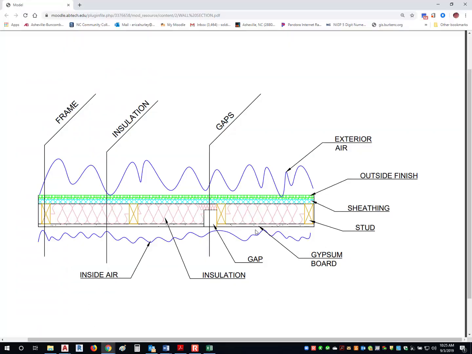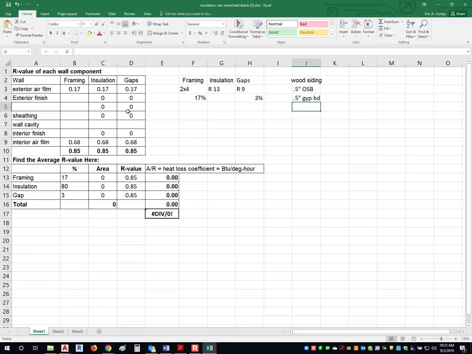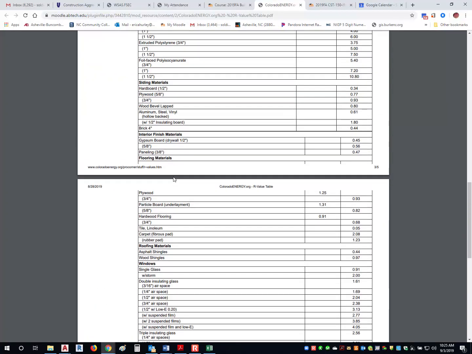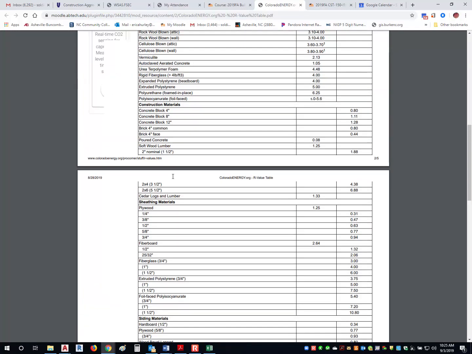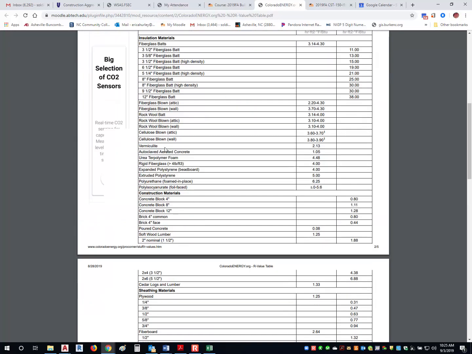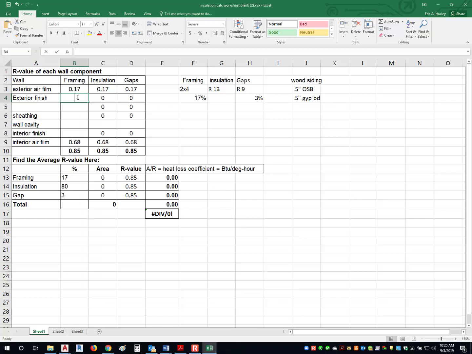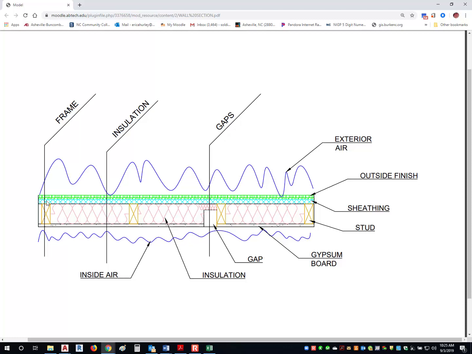Notice that the interior air does the same thing. Well, so does the outside finish. The outside finish in this one is wood siding. So let's go over to our sheet here and look for wood siding. We have sheathing materials, we've got insulation materials, so we've got to find wood siding. Siding material, here we go. Wood bevel lap, that's what I'm going to go for. I have a 0.8. So in here I'm going to put 0.8, and automatically it transfers over because this exterior finish goes through 1, 2, 3 of these lines.